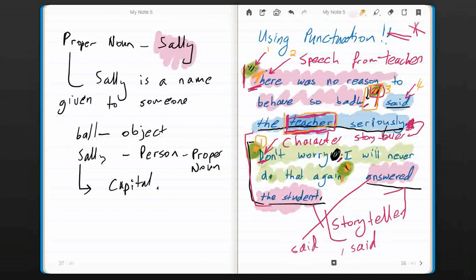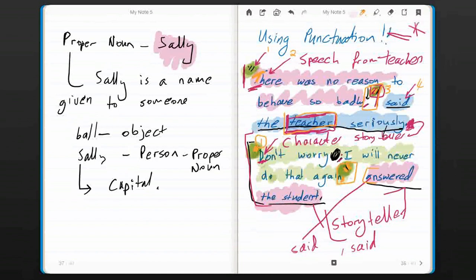So here we have a sentence that says, "Don't worry, I will never do that again," answered the student. So the bit in pink down here, pink highlight, is the bit that the storyteller's saying. He or she is telling us that it was the student that answered the question. And up here we have what the student said, which was, "Don't worry, I will never do that again." So the comma and quotation mark or speech mark are actually showing us something really important, which is that this is the end of the character speaking, and this is the beginning of the storyteller speaking to whoever's reading it.